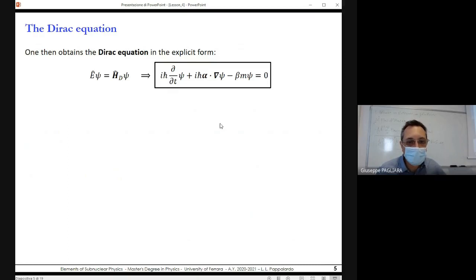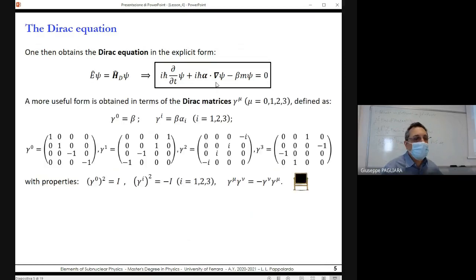So when we now put in the explicit Dirac Hamiltonian, we get the Dirac equation in explicit form, where you recognize immediately that the time derivative and the spatial derivative come with the same order. Now there is, however, a more useful expression of the Dirac equation, given in terms of the so-called Dirac matrices, gamma mu, where mu goes from 0 to 3. These gamma matrices are related to the alpha and beta that I presented before in the following way.